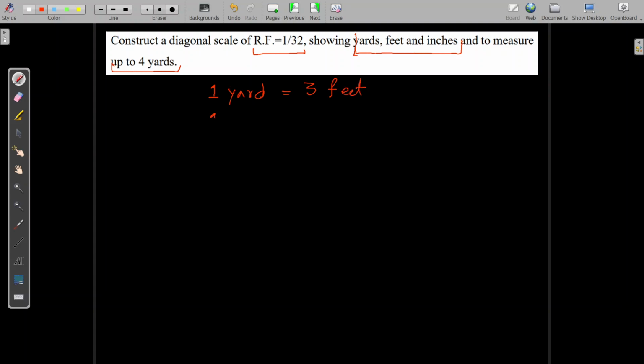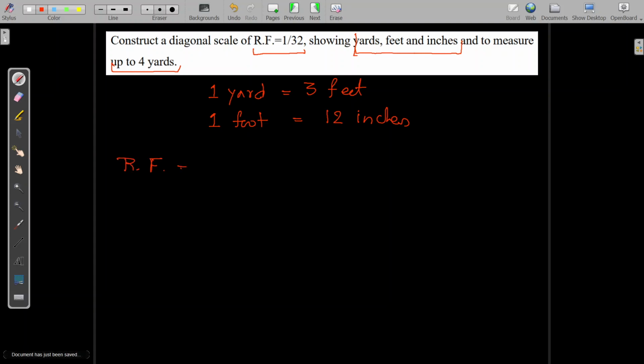Okay, and 1 foot is equal to 12 inches. So these 3 units are also consecutive units. Okay, now we will proceed again.